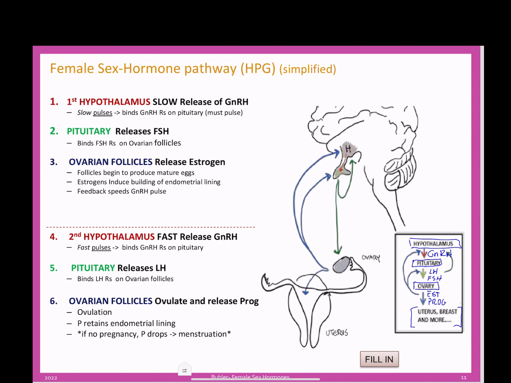However, to keep estrogen and progesterone from getting too high, we have to have negative feedback inhibition. When estrogen or progestin gets too much, we're going to come back and block GnRH release and block LH and FSH release. So we're going to look at this in a little more detail.